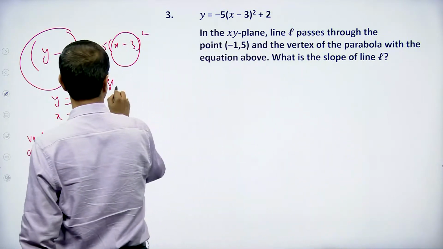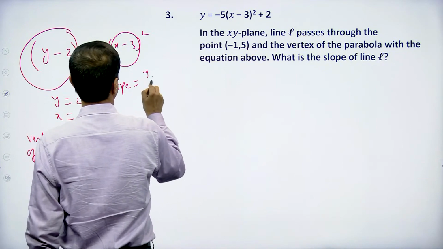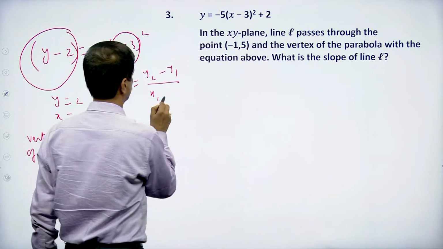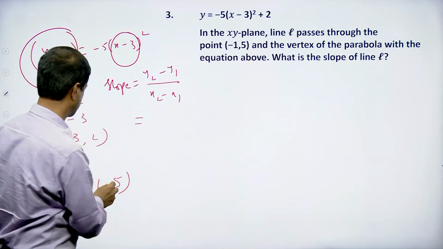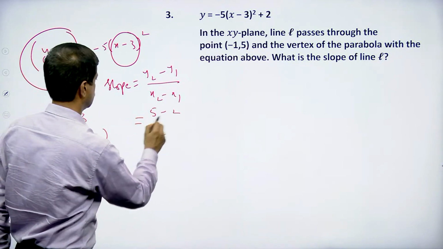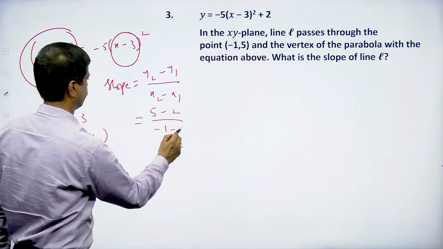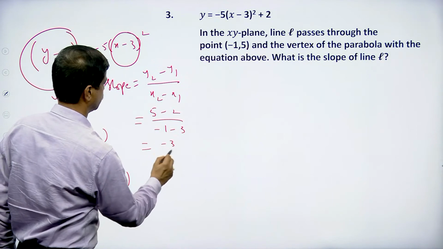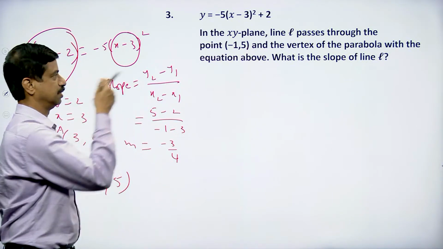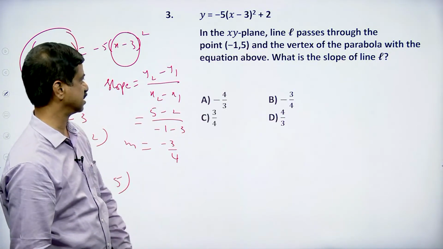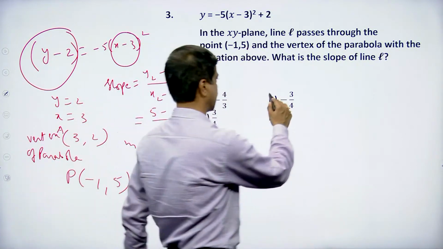We have already discussed the formula of slope. Slope is equal to y2 minus y1 by x2 minus x1. So what is y2 minus y1? 5 minus 2 by minus 1 minus 3. That is 3 by minus 4, which is minus 3 by 4, that is the slope. So slope of the line will be minus 3 by 4, option B satisfies, children.